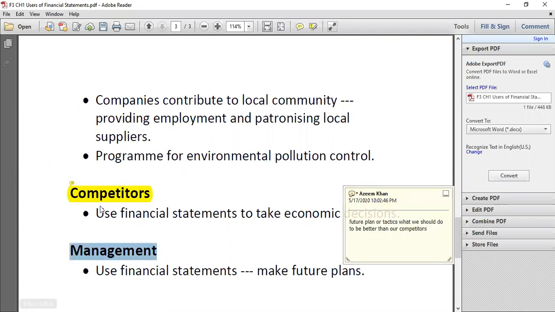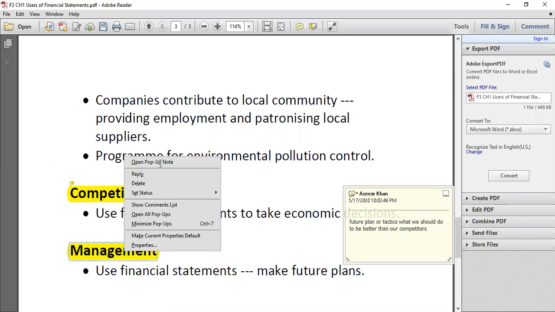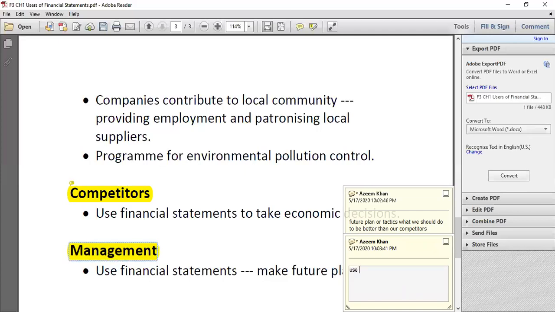Last one we have is management. Now what is management? We have studied that management means the directors who are running the company on behalf of the shareholders. So management will also use the financial reports and data as part of the management information system. Now this thing is very important. Management is not using the financial reports or financial statements directly for their decision making. The financial statements will be used as a base for the management reports.